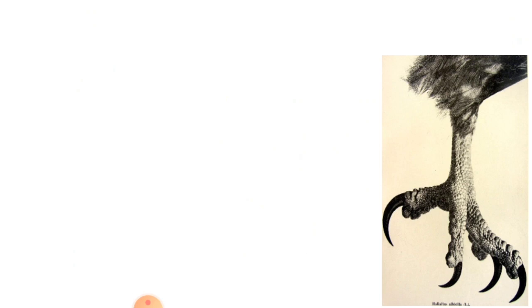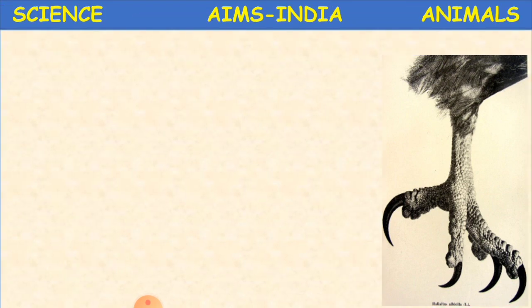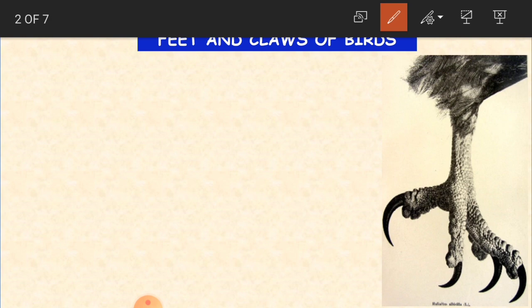Like for example, as human beings, we have hands and legs. Animals also have legs, the same way. The birds have claws and feet. Okay, children, they have feet and claws. See, as you can see here in the picture. So, what are they, children?